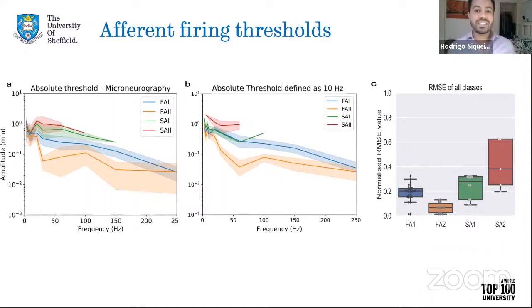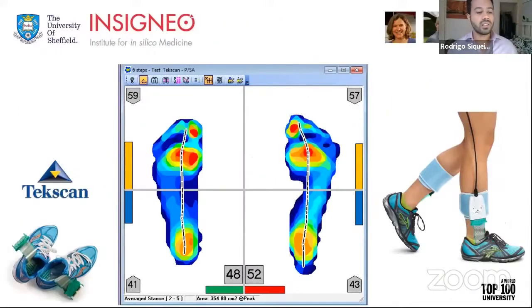So it seems that everything is going well, and that the model is behaving the same way as the afferents on the actual foot sole of both subjects. So we decided to go even further and put the model to the test. We had subjects at the Insigno Institute, done by our collaborator Claudia, putting sensorized insoles on their shoes, which are basically pressure-sensitive insoles that can measure pressure from your feet when you're walking or doing any activity.